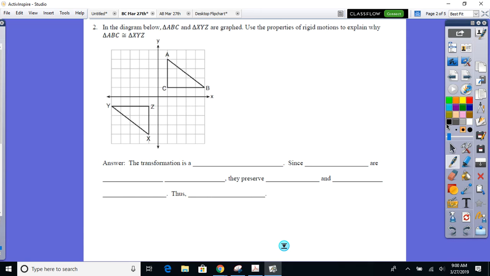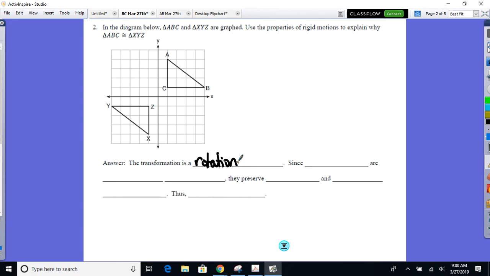Okay, so the transformation that would move ABC to XYZ is a rotation. Now here's the key. That's not good enough. You no longer can just tell me the word. You need to tell me if you're going to tell me it's a translation, how many up, down, left, and right? If it's a rotation, how many degrees? If it's a reflection, over what? All right, so these words alone will not cut it anymore.